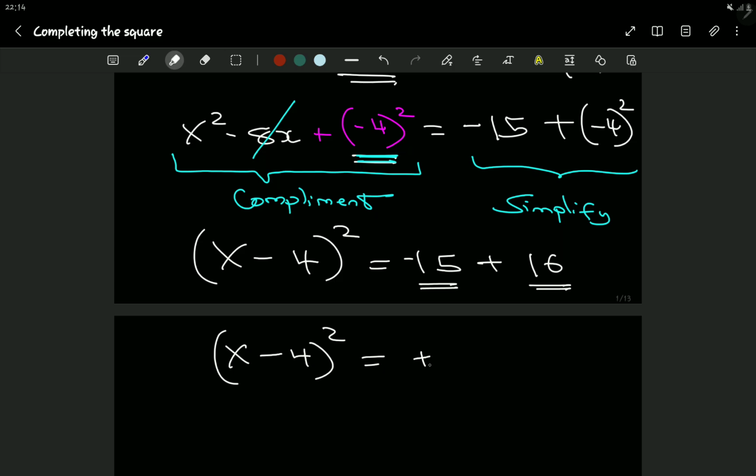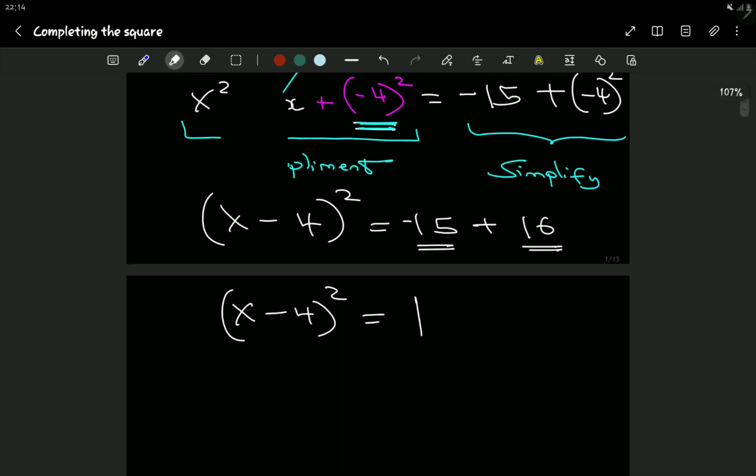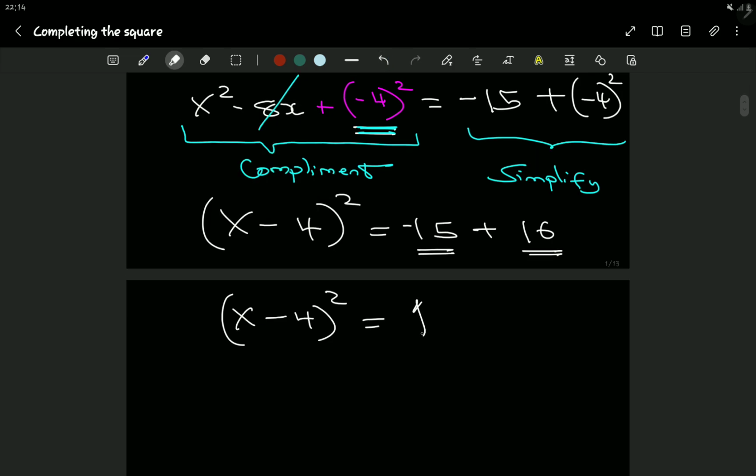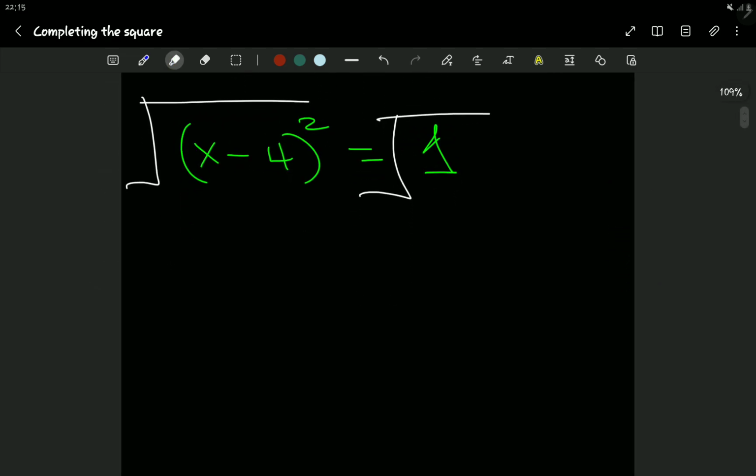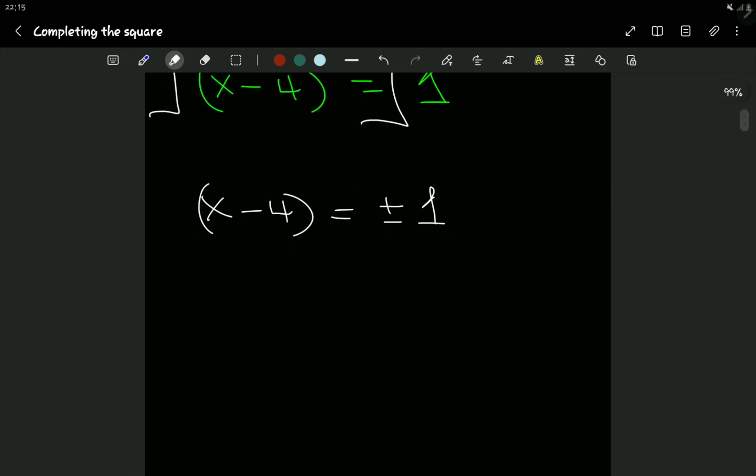You will simply get positive 1, which I can simply write as 1. Now notice at this juncture, we are at a position whereby we only have a single x term remaining. So here we just need to solve for x with normal arithmetic approaches. I'm going to have to find the square root on that side and the square root on that side, so that I'll be left with x minus 4 is equal to plus or minus the square root of 1. We all know it's 1.